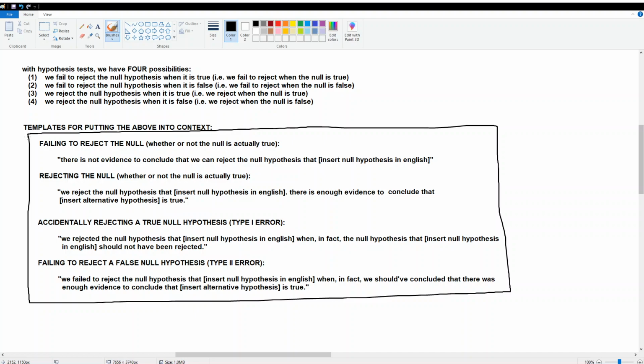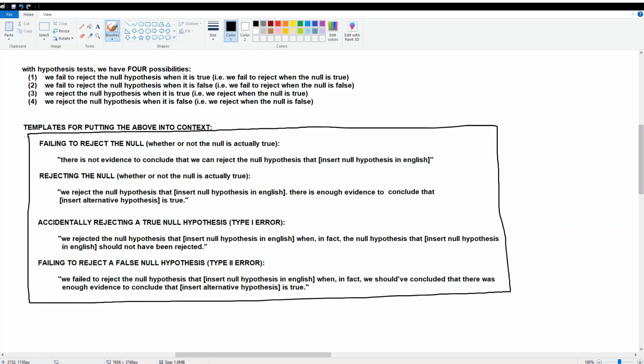So in the case of the court example, we would say there is not enough evidence to conclude that we can reject the null hypothesis that the defendant is innocent. That is why they say not guilty. The courts never say innocent. We say not guilty, because it's possible you might get some future DNA evidence that confirms that the person is in fact guilty. So that's a type 2 error.